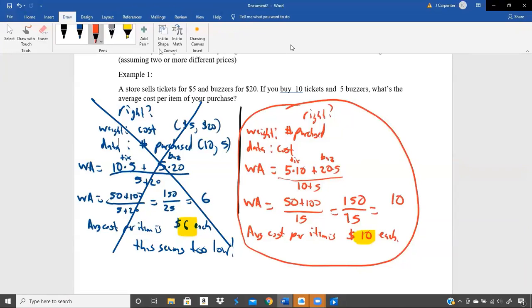So if I wanted to buy instead 100 tickets, that would make the average much closer to this $5 than it would the 10 or even the 6. That average would probably be like $5.1 or $5.2 if we still only bought 5 buzzers.